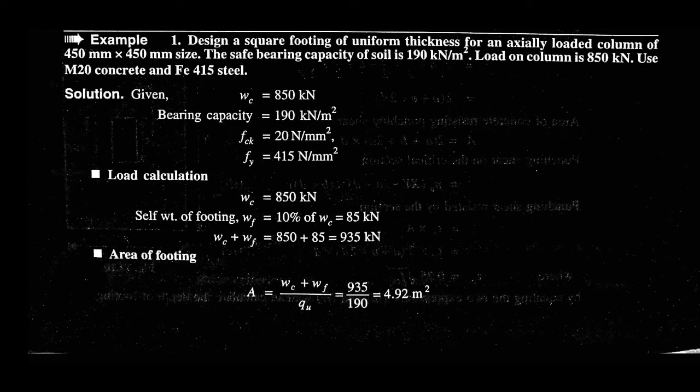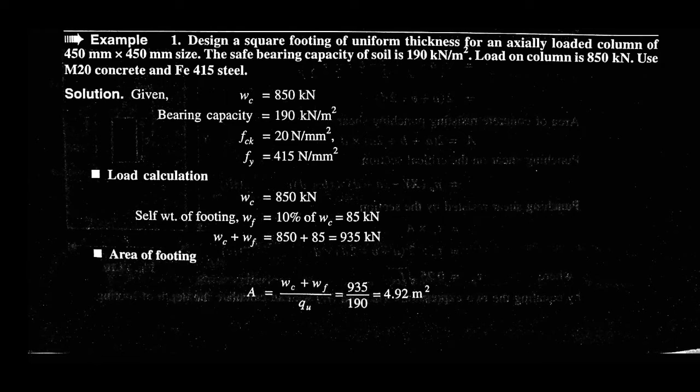WC is 850 kilonewton, which is given. Now, self weight of footing, that is WF, may be considered as 10% of WC, that is 85 kilonewton. In the last video, I have already discussed the aspect and procedure of design. In that video, I have discussed that WF may be taken as 10% of WC, that is load of column. So WC plus WF is equal to 850 plus 85, that is equal to 935 kilonewton.